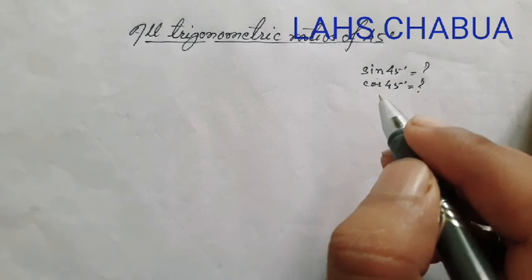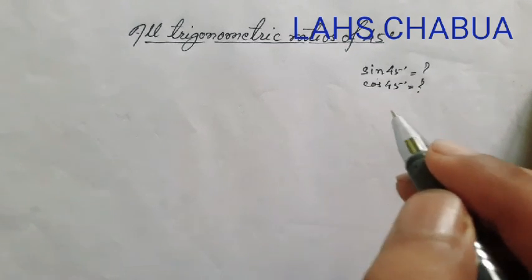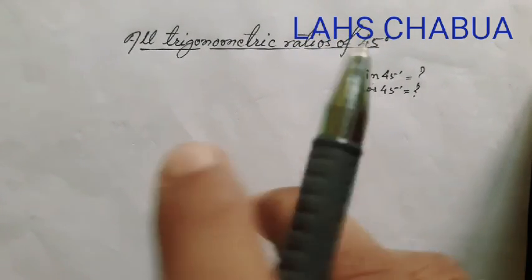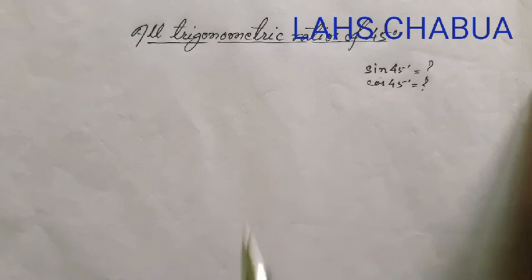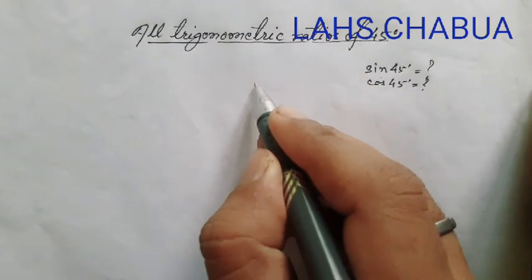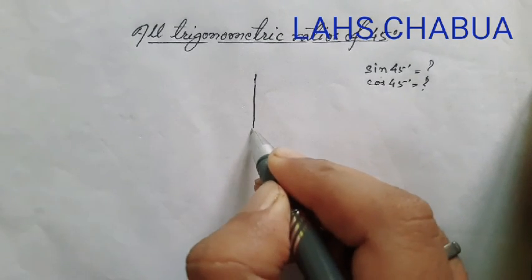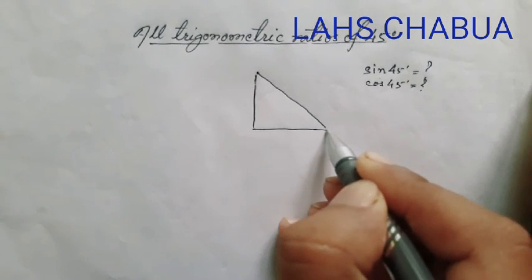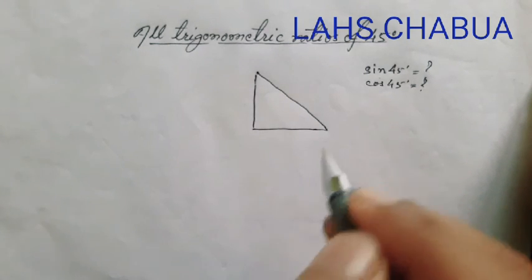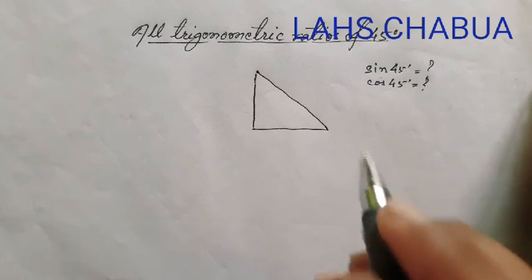As you know, there are 6 trigonometric ratios: sine, cos, tan, cot, sec, cosec. So all these values we are going to obtain geometrically. For this we are going to assume a right angle triangle, in this way. Suppose this is our right angle triangle. It is a right angle triangle, and at the same time it is an isosceles triangle also.